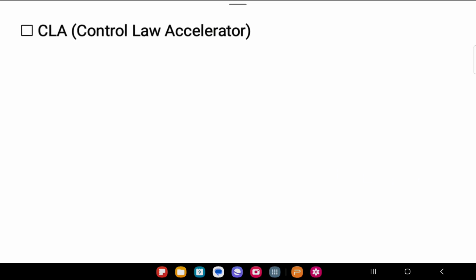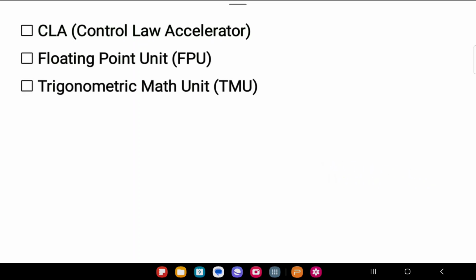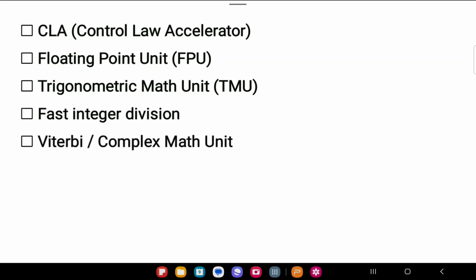Okay, so what enhancements have they made to improve the performance of the system? Those are the math enhancements, and these enhancements are the control law accelerators, floating point units, trigonometric math functions, fast integer divisions, and Viterbi and complex math units.